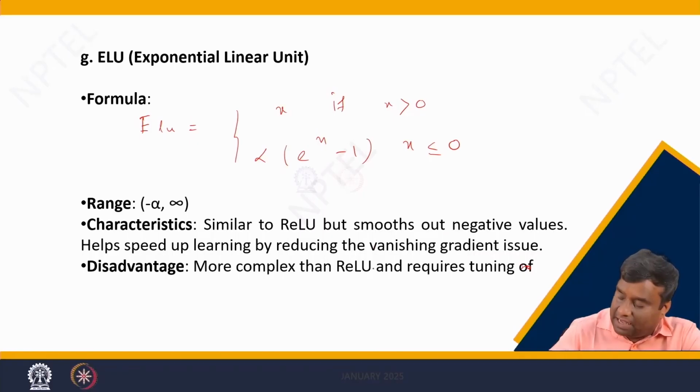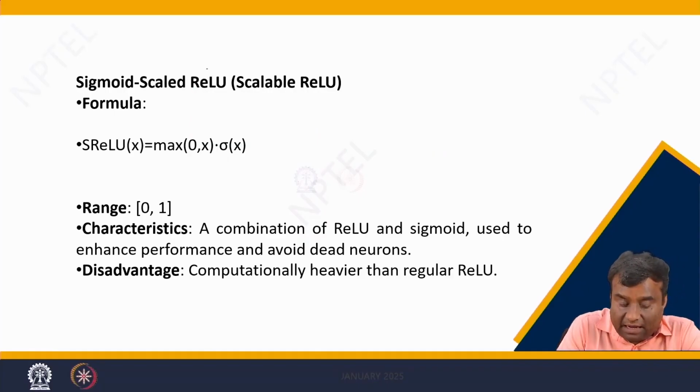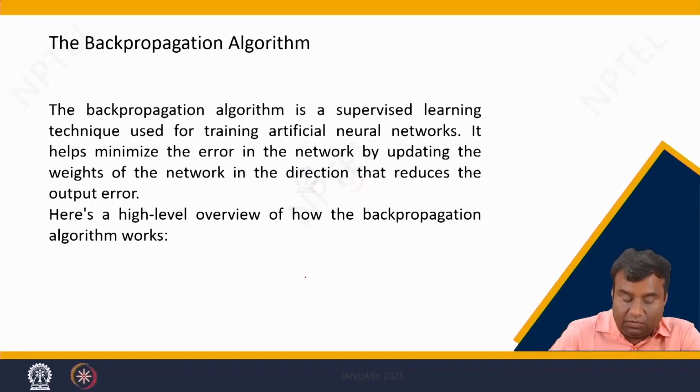More complex than ReLU. Next one is the sigmoid scaled ReLU, that is scalable ReLU. The formula for scalable ReLU of x is the maximum of 0 and x, times sigma of x. Range is 0 to 1. A combination of ReLU and sigmoid used to enhance performance and avoid dead neurons. This is computationally heavier than regular ReLU.